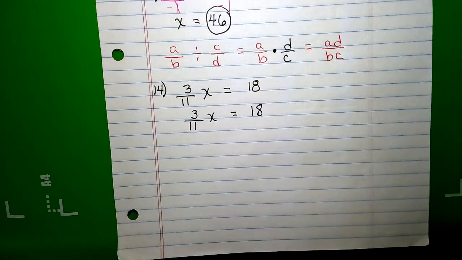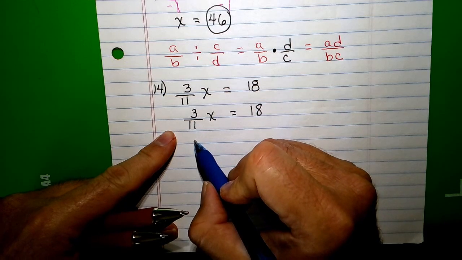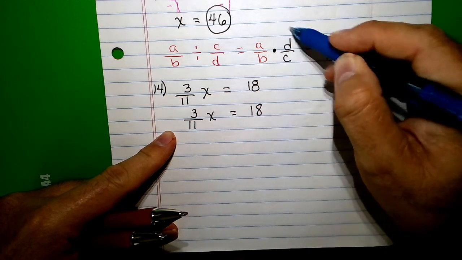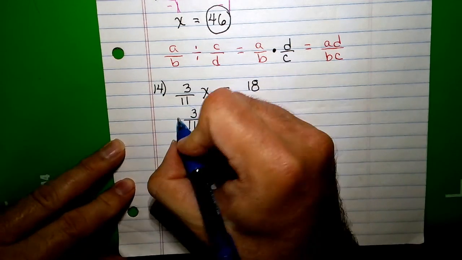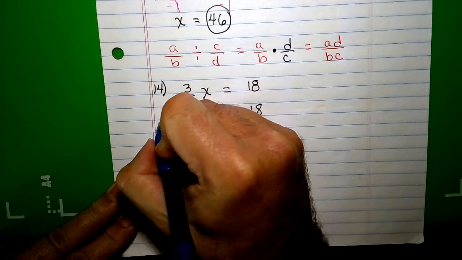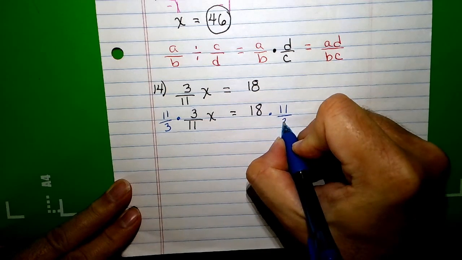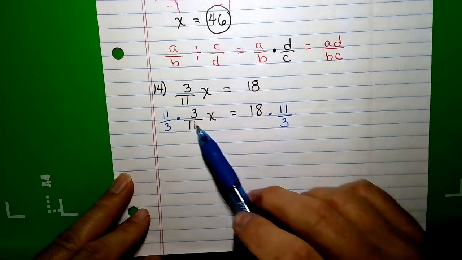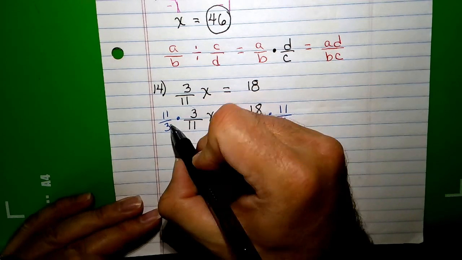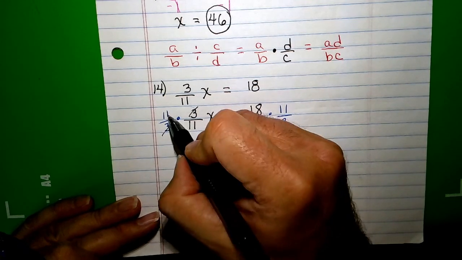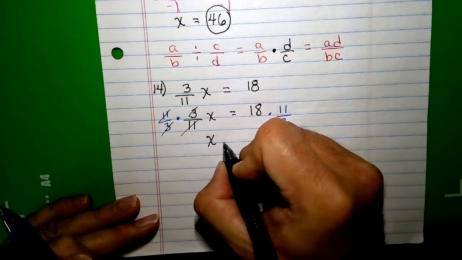Let me recopy it to show you what I'm going to do. Instead of saying divided by 3 over 11, I'm just going to flip and multiply. To get this all to cancel out and give me just a 1, I'm going to say times 11 over 3. This is called multiplying both sides by the reciprocal. When I do that, you remember how you can cross cancel? The 3's cross cancel, the 11's cross cancel, leaving just an x.